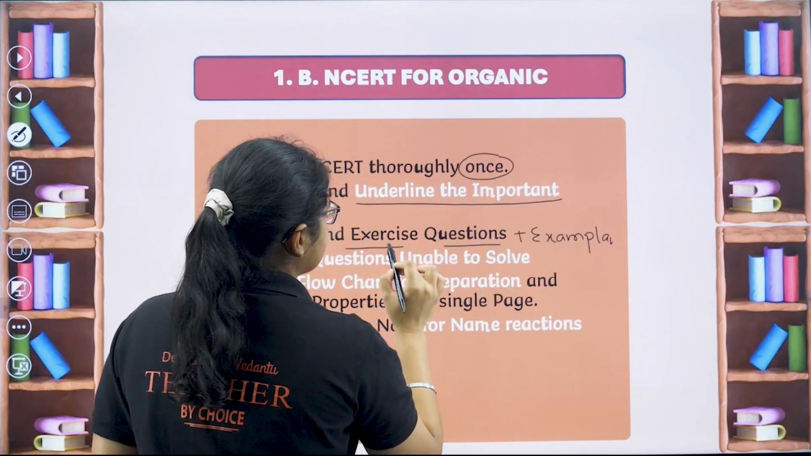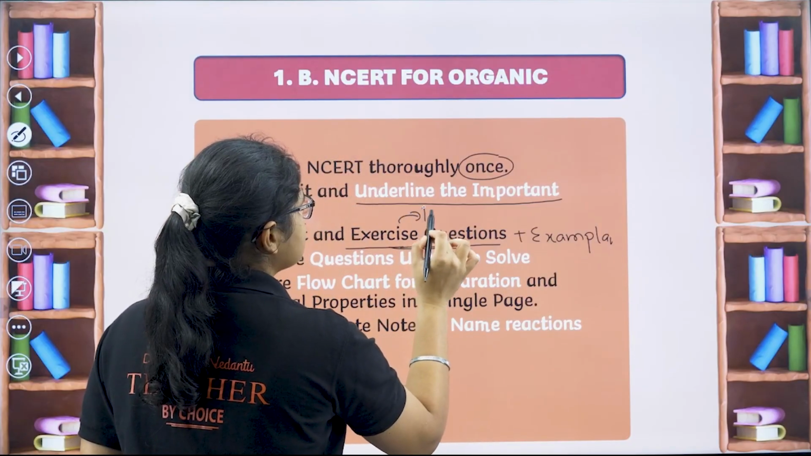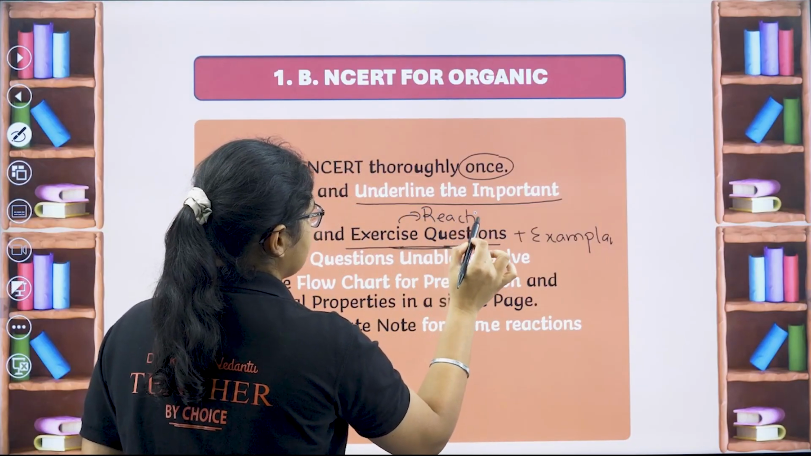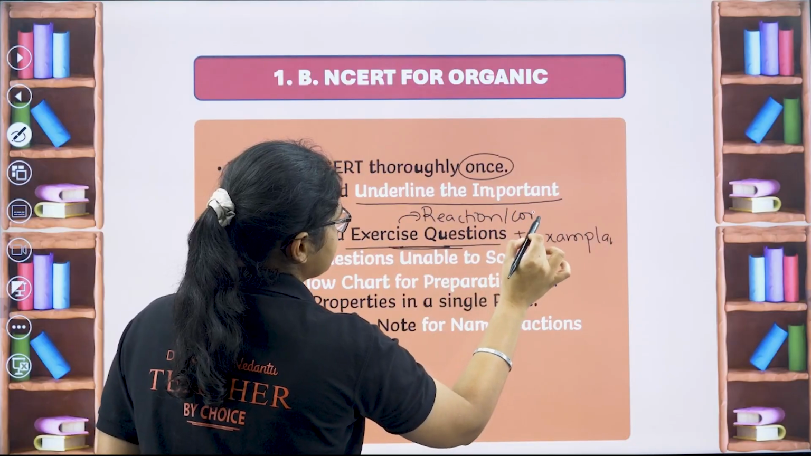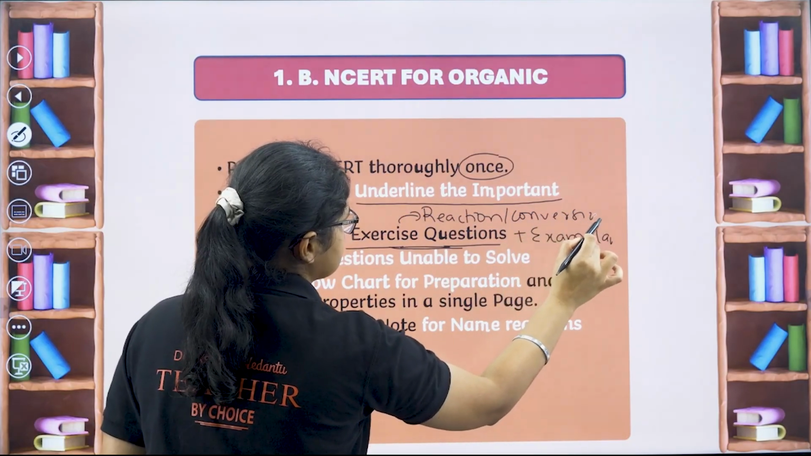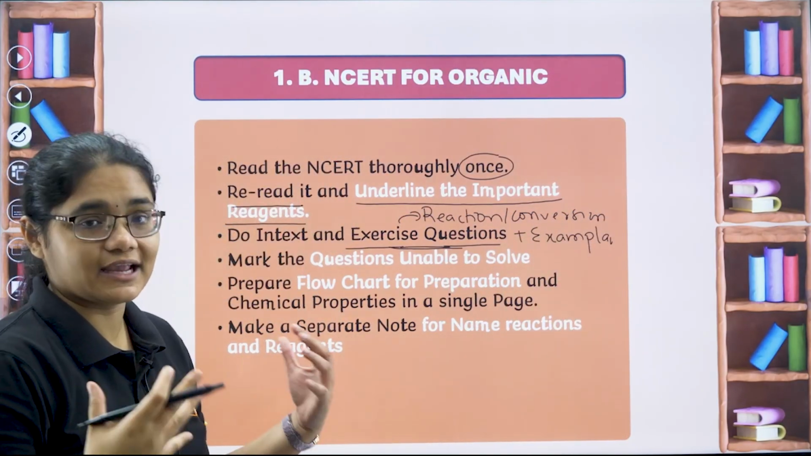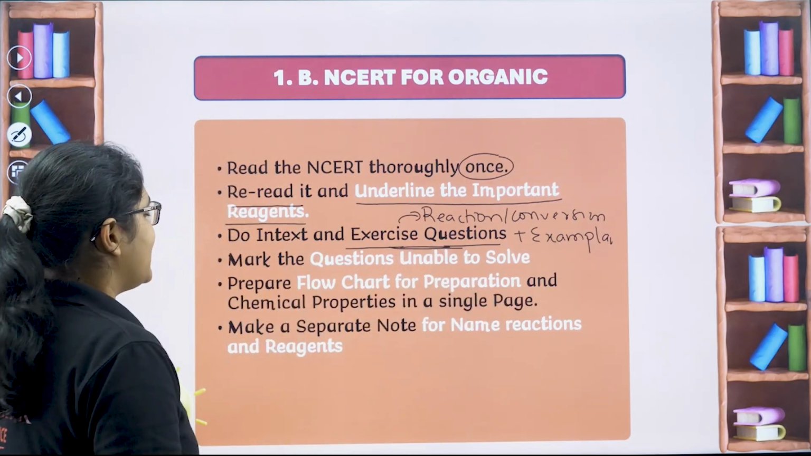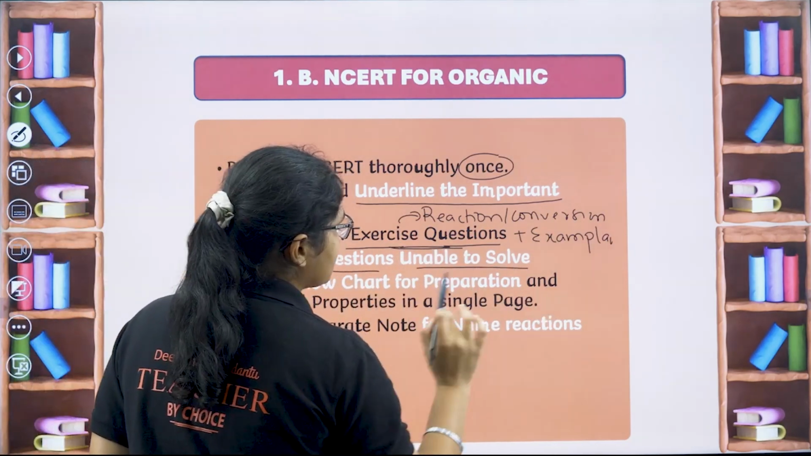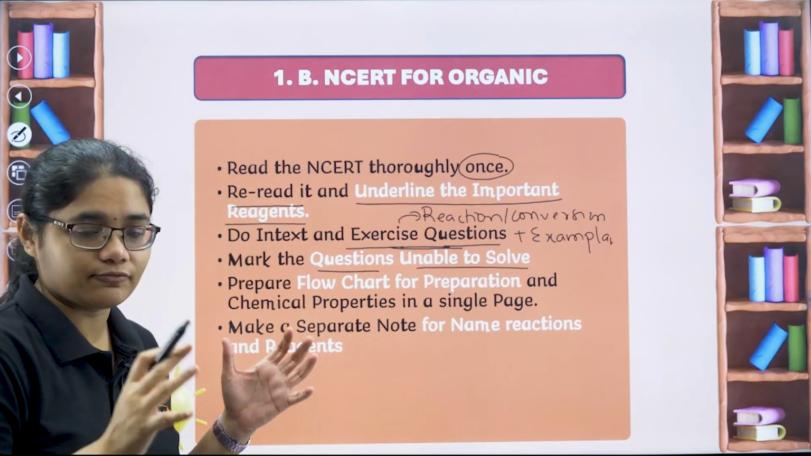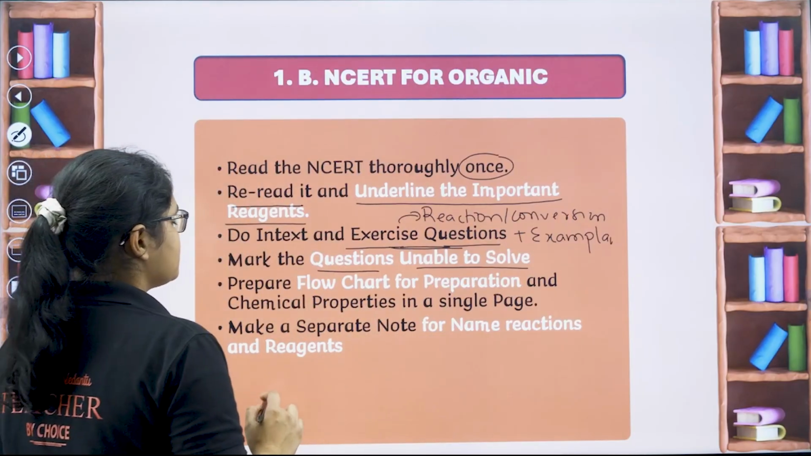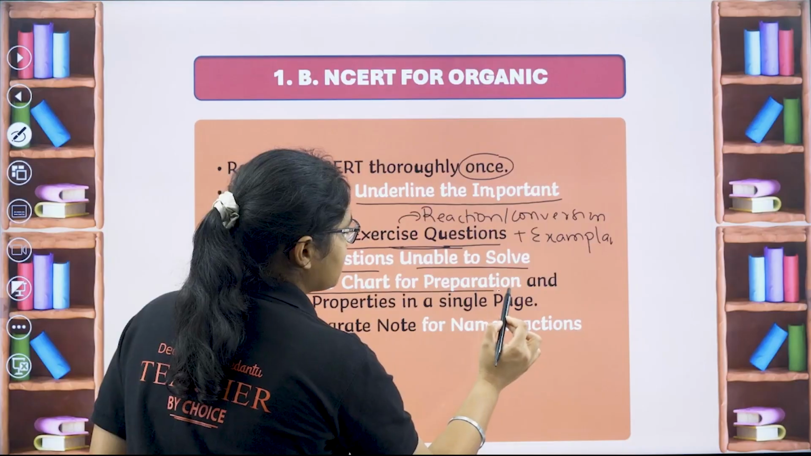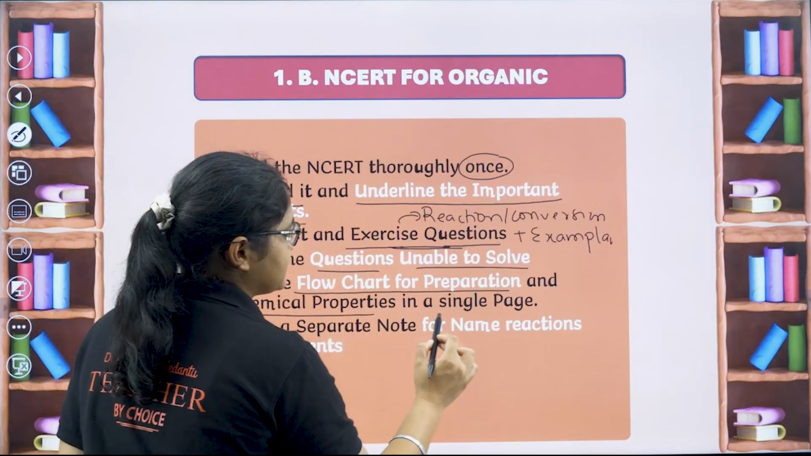Okay, when I'm saying exercise questions, especially reaction based, the fill in the blanks questions are there, and you have conversion questions. Okay, so you have to focus on these questions. Reasoning questions you don't have to do for KCET examination, but that is again very important for PU2 examination. Next, you have to mark the questions which you are unable to solve, and you have to write them down in a separate notebook. So then you have to prepare flow charts for preparation and chemical properties in a single page.